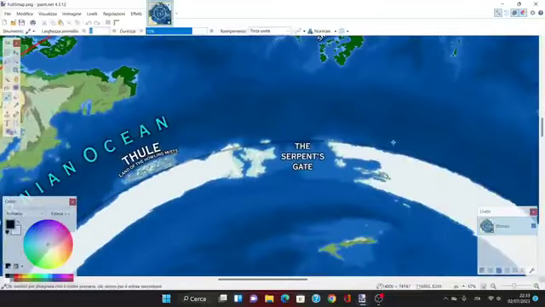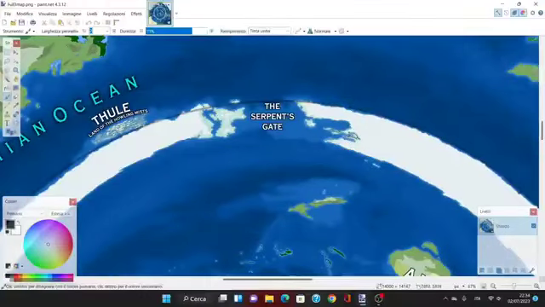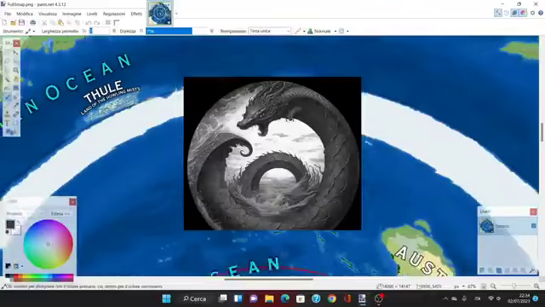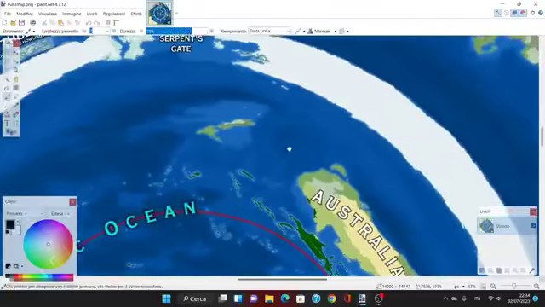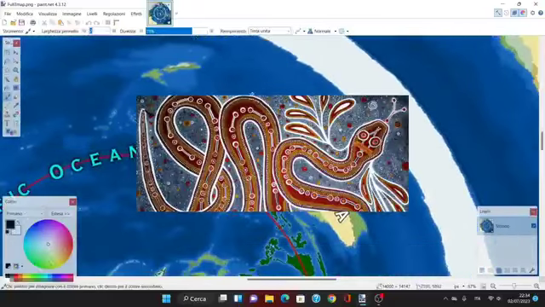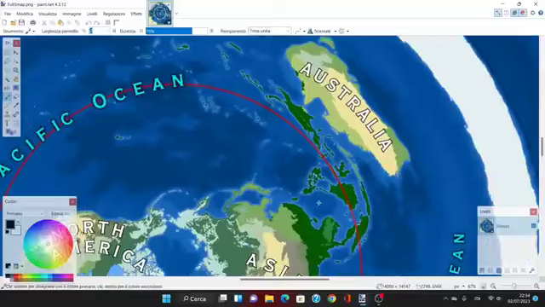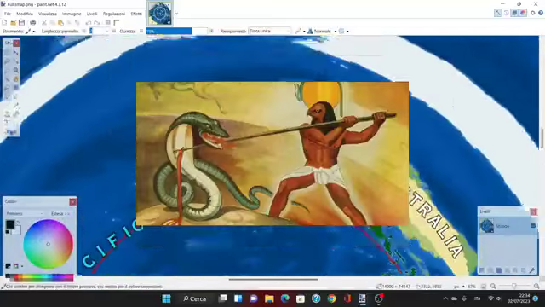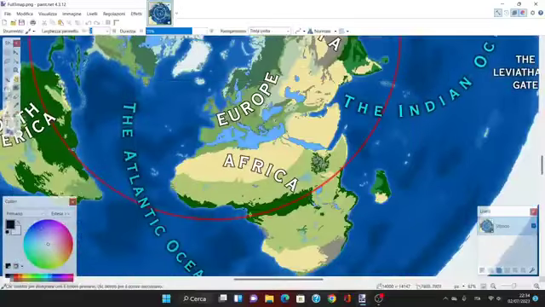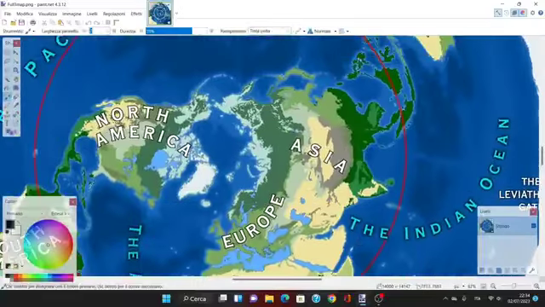And finally we have the Serpent's Gate, which is home to the original serpent, which many cultures in earthly history have represented, like the... what was it called? Jormungandr of Norse mythology, as well as many other snakes like the ones in the religion of the native peoples of Australia, as well as those in Africa. And even, of course, Apophis, the evil deity of Egyptian mythology that wanted to destroy the earth.